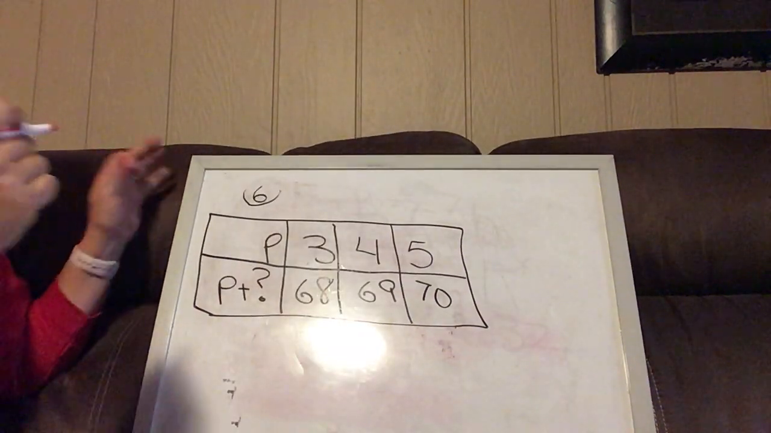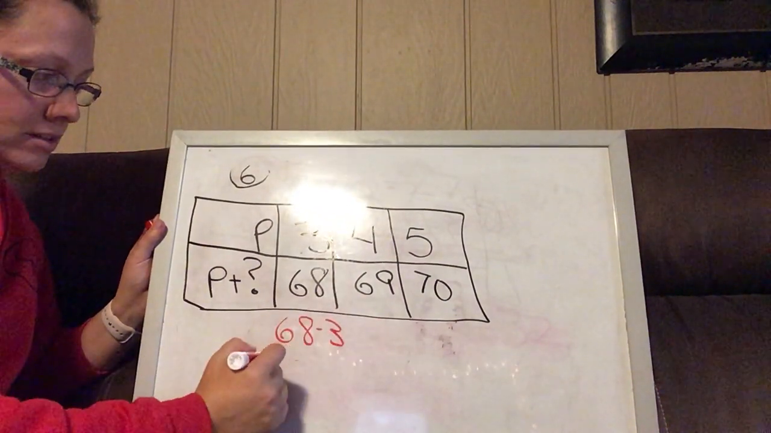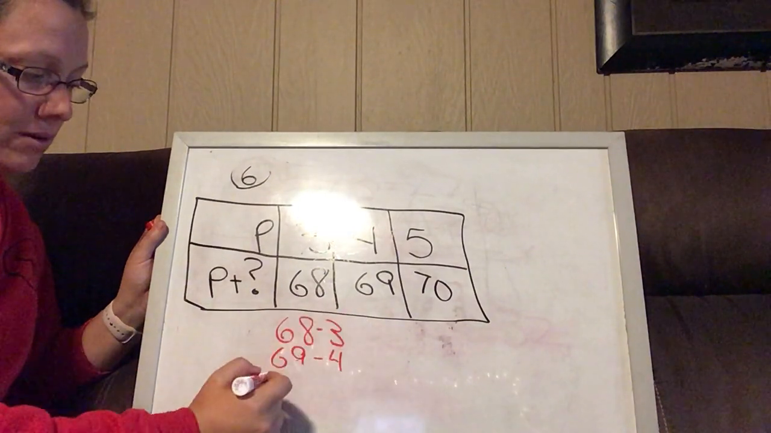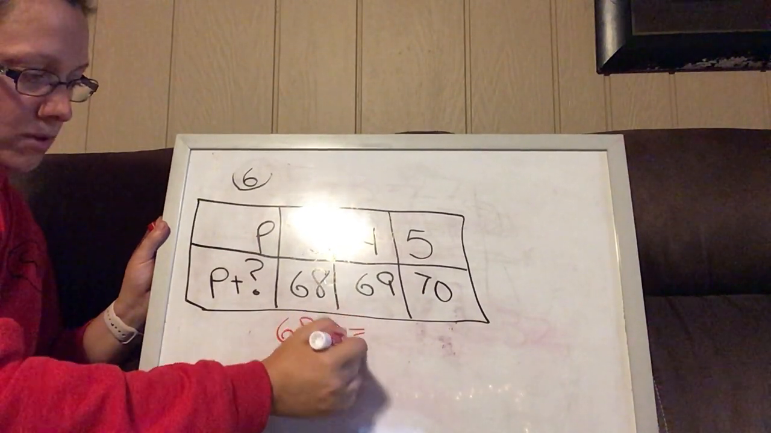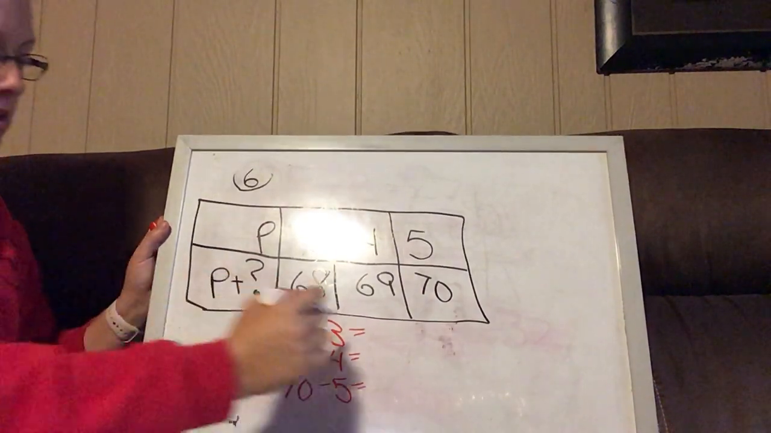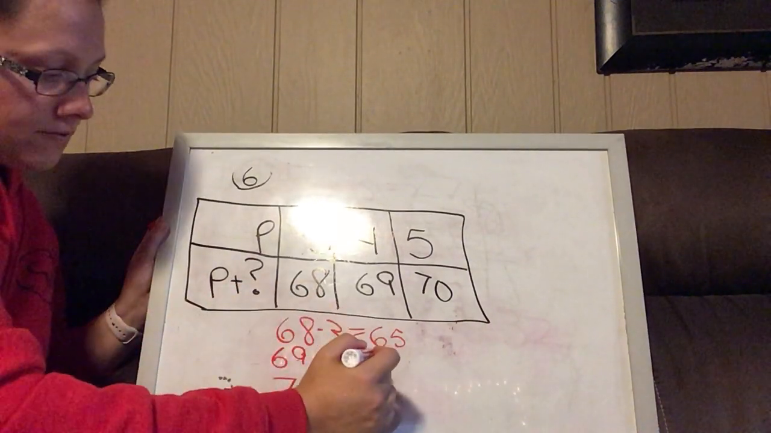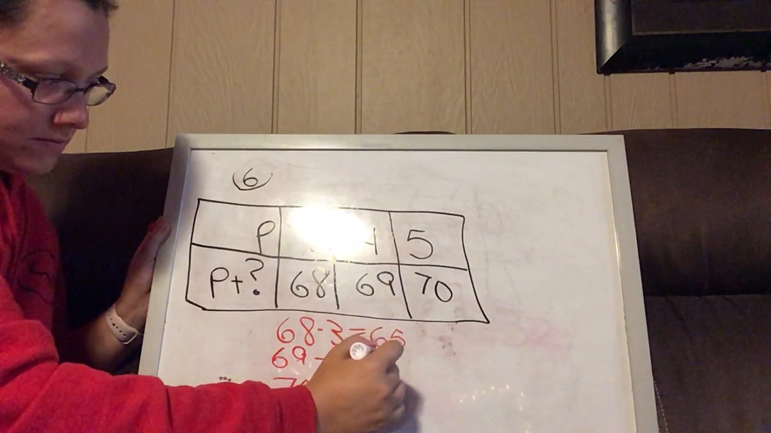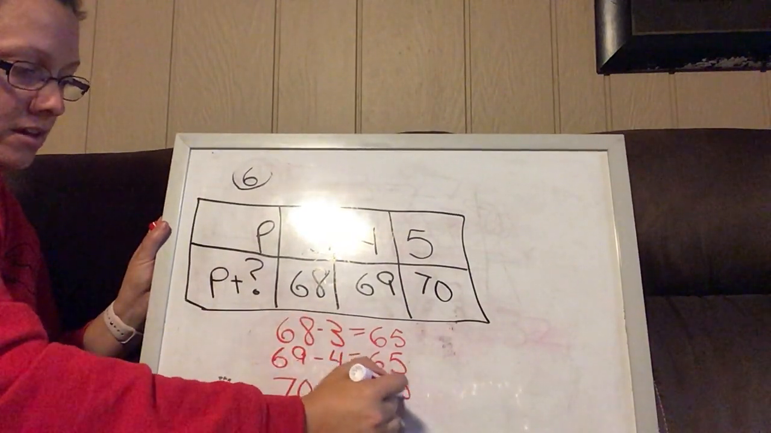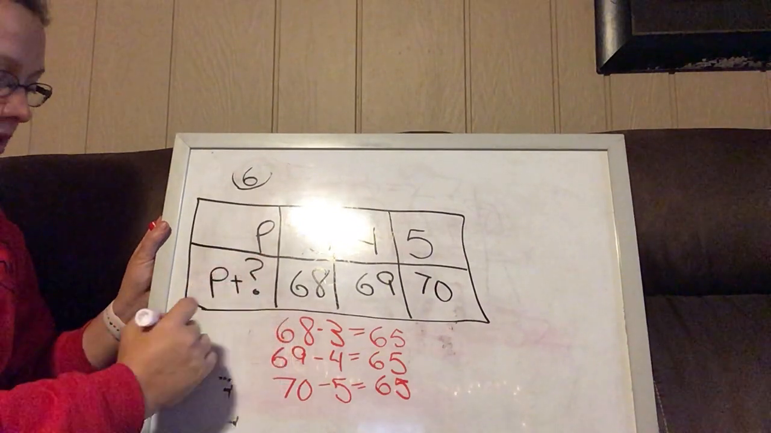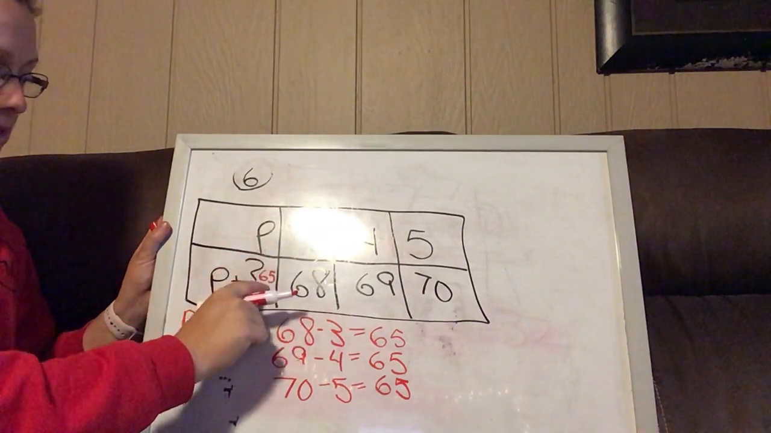I would use opposite computation here. So I would think about 68 minus 3, 69 minus 4, and 70 minus 5. When you work all of those out, 68 minus 3 is 65. 69 minus 4 is also 65. 70 minus 5 is also 65. So my mystery number here, my expression would be P plus 65. 65 is my missing number.